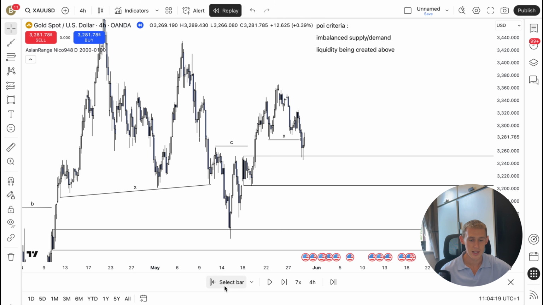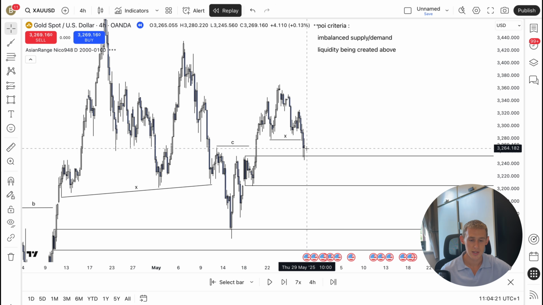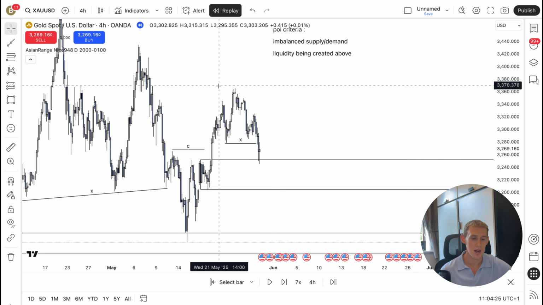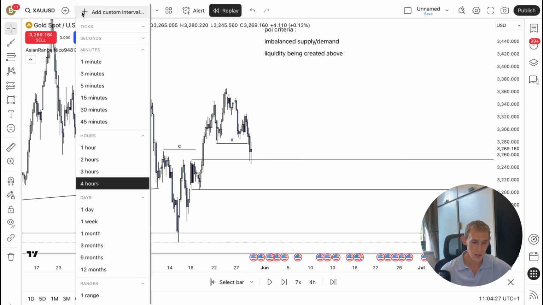So now that price has come into this area of demand, this is going to take us over to step 3 in the trading plan, which is very simply our lower time frame entry model. So what I'm always doing for the entry time frame, I'm always using the M5 chart.